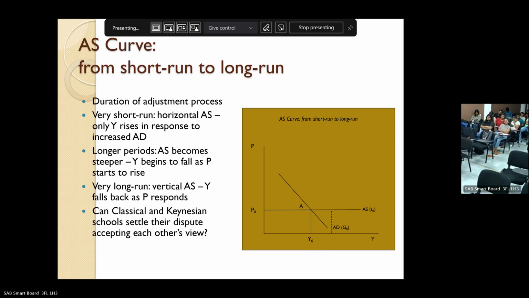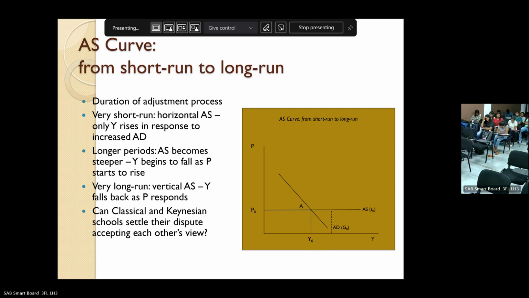Now, this is the situation. We are coming from the horizontal aggregate supply curve. Now, let's look at how it changes from the short run to the long run aggregate supply curve. In the very short run, we know that the aggregate supply curve is horizontal. Even though we change the aggregate demand, the price does not change.